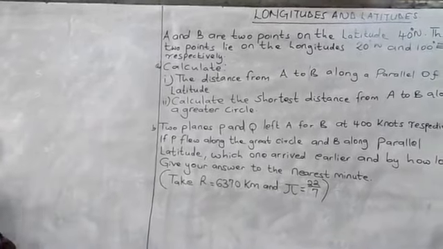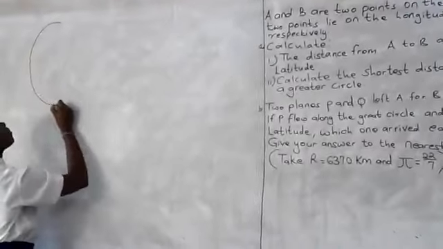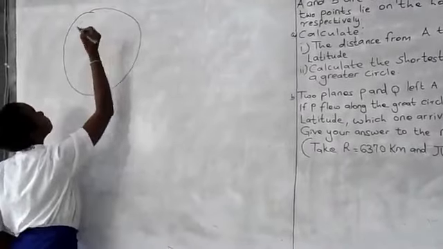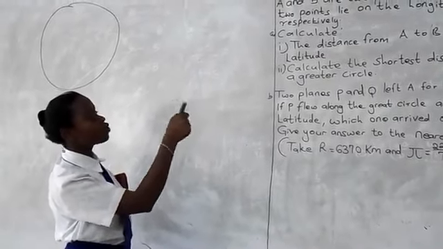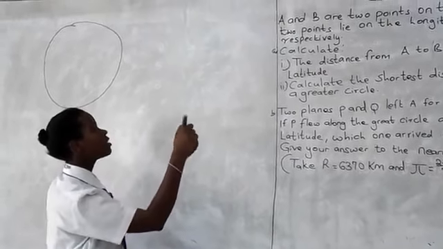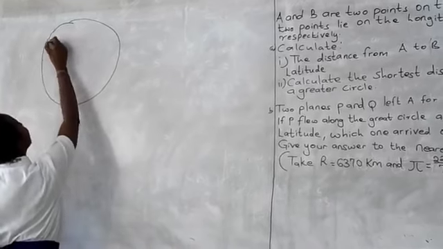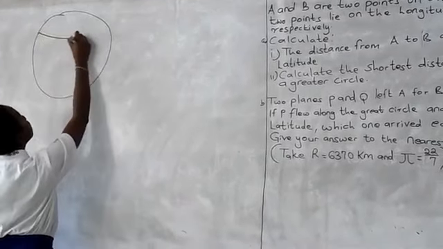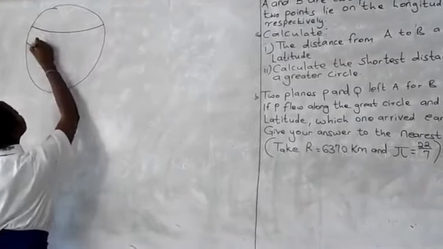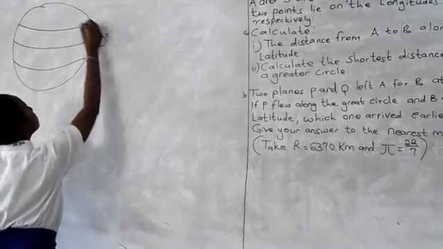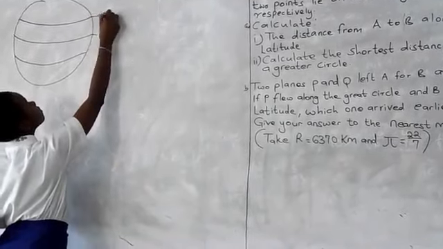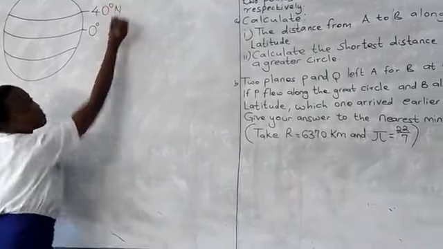First we draw the arc with the positions A and B. We've been told A and B are 2 points on the latitude 40 degrees north. We'll draw the latitude 40 degrees north. It will be this one, 40 degrees north.